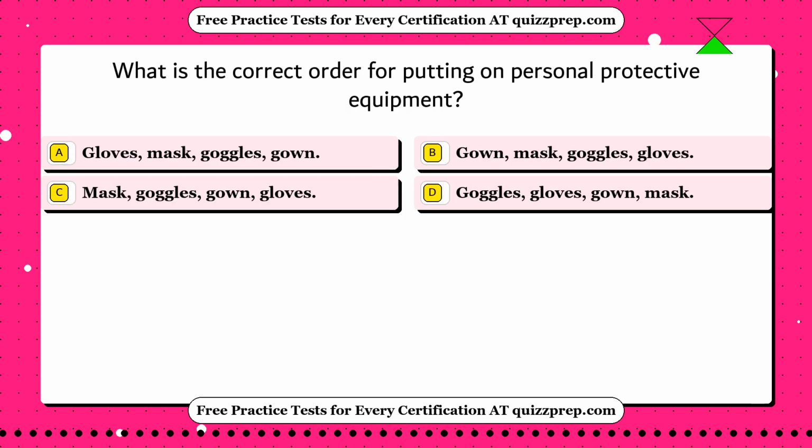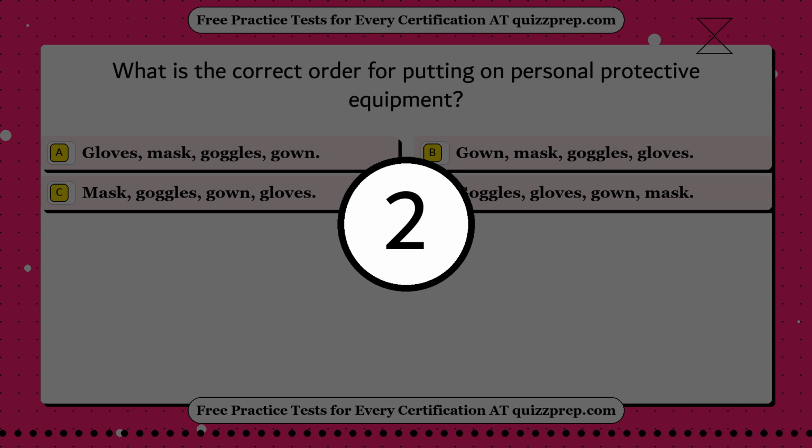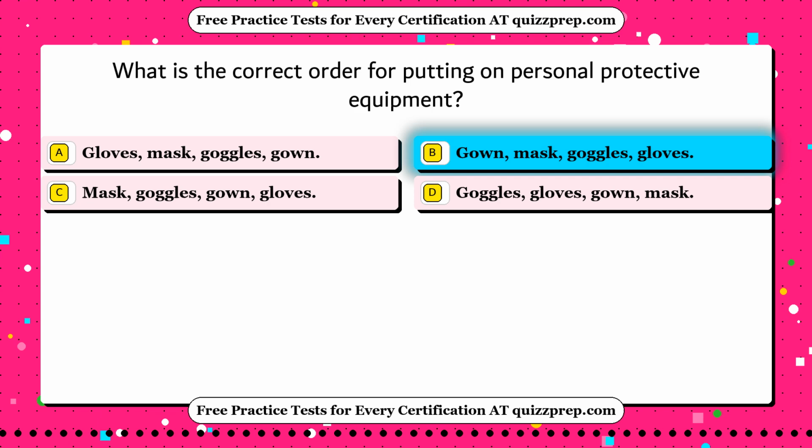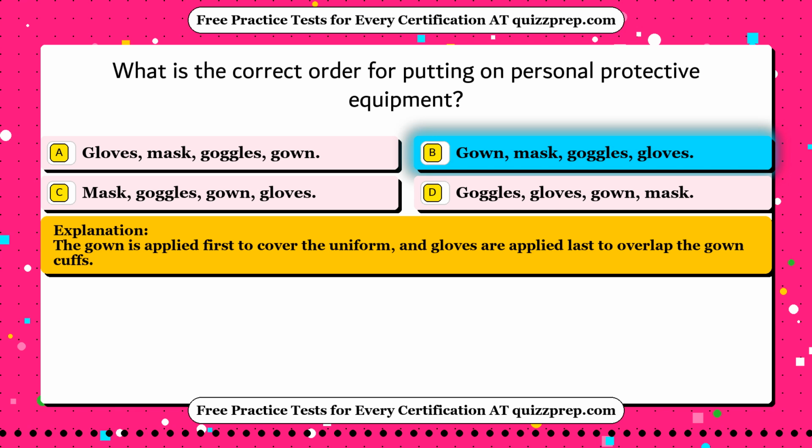Question 32. What is the correct order for putting on personal protective equipment? Option A, gloves, mask, goggles, gown. Option B, gown, mask, goggles, gloves. Option C, mask, goggles, gown, gloves. Option D, goggles, gloves, gown, mask. The correct answer is option B, gown, mask, goggles, gloves. The gown is applied first to cover the uniform, and gloves are applied last to overlap the gown cuffs.